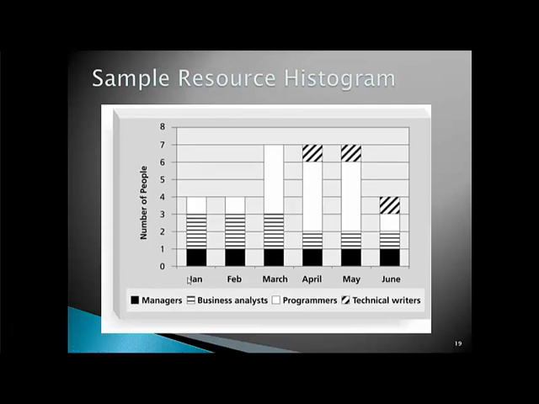This is a sample resource histogram that shows the number of people assigned over the period of the project execution. As you can see here, we have managers, business analysts, programmers, and technical writers, and it shows how many people. By looking at this, I will know whether I have enough people to achieve the activity, or whether I need to bring them in overtime or hire additional people.